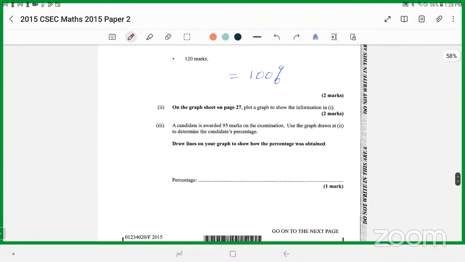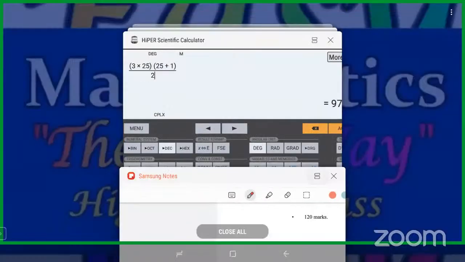First question says, draw lines on your graph. All right, so this one says, a candidate was awarded 95 marks in the exam. Use the graph to determine the candidate's percentage. Now, we can work it out, you know. 95 out of 120.